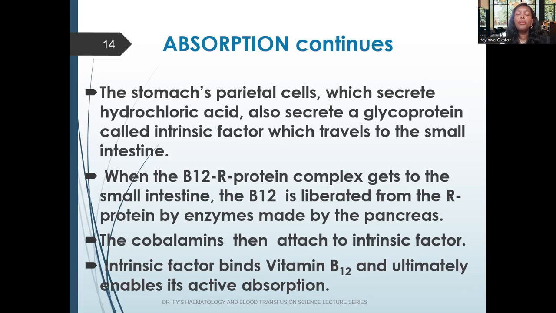When the B12 R protein complex gets to the small intestine, the B12 is liberated from the R protein by enzymes made by the pancreas. And the cobalamin then attaches itself to the intrinsic factor. The intrinsic factor binds B12 and ultimately enables its active absorption.